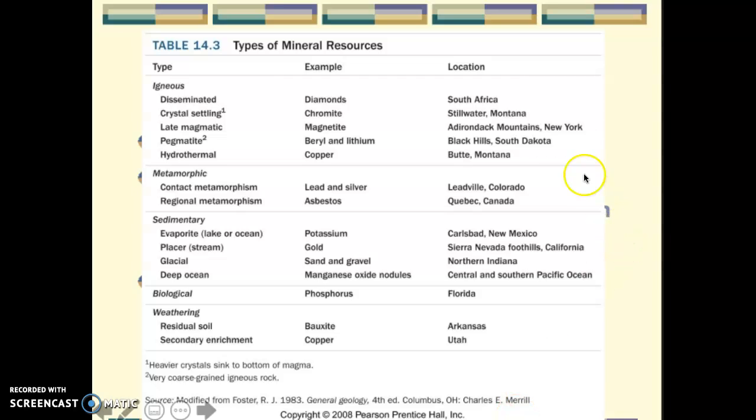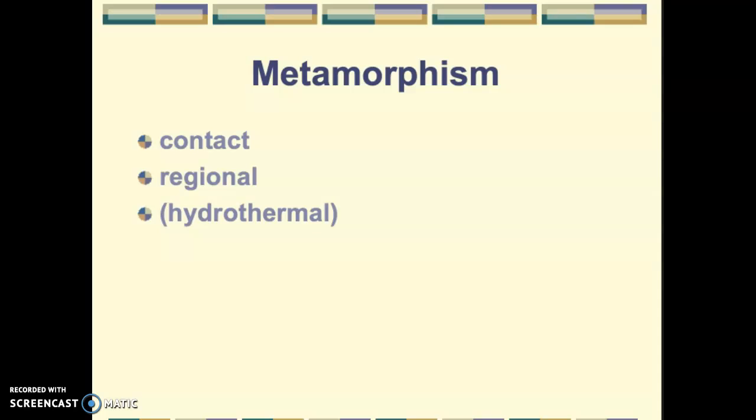So in the first part, we talked about mineral resource processes in general, and then we focused in on some of the igneous processes. They're listed here. What we're going to do now is do the metamorphic, sedimentary, biological, and talk about some of those different processes. So in the previous slide, we did mention contact metamorphism.